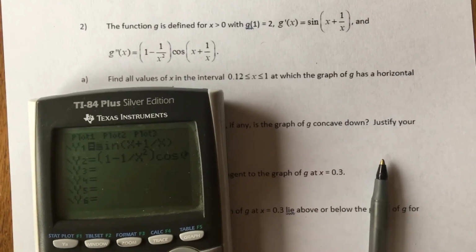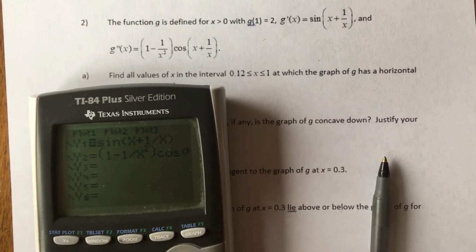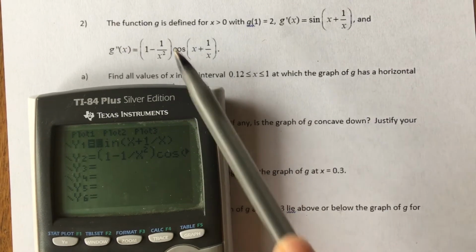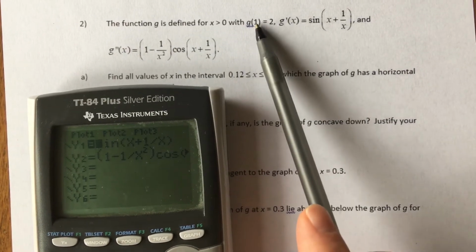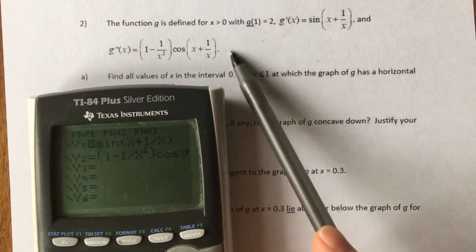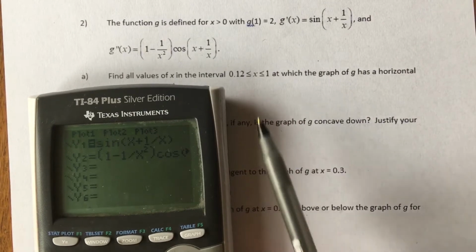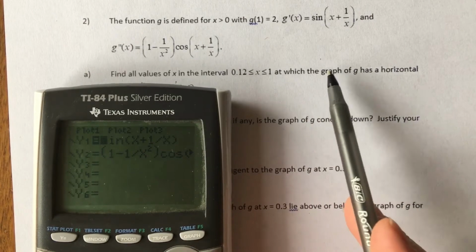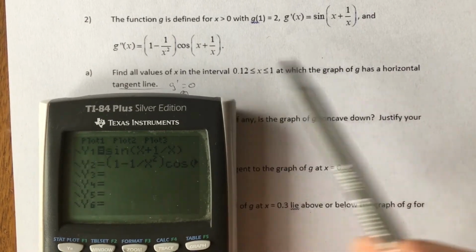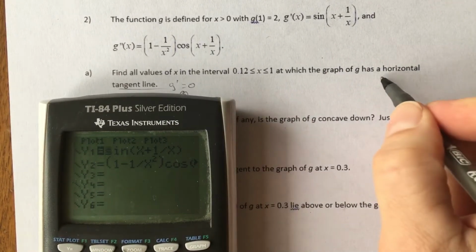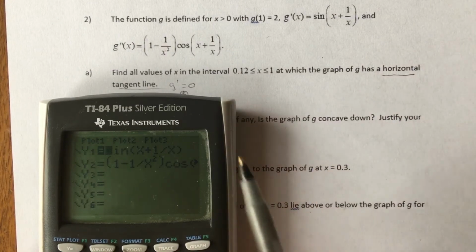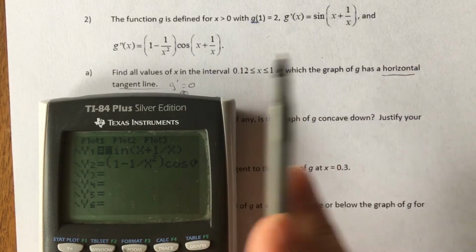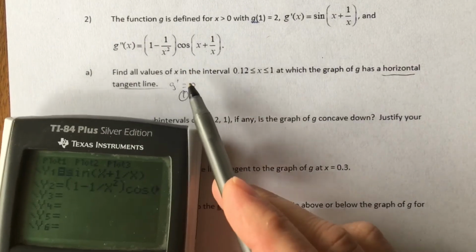We're going to do the first free response for review day 5, and they give us a function g, tell us where it's at 1, and what its derivative and second derivative are. And the first question we're supposed to figure out is where all the values between 0.12 and 1, where g has a horizontal tangent. So the first thing we got to think about is, to have a horizontal tangent line means we'd have a slope of 0 on that, so that means our derivative would equal 0.